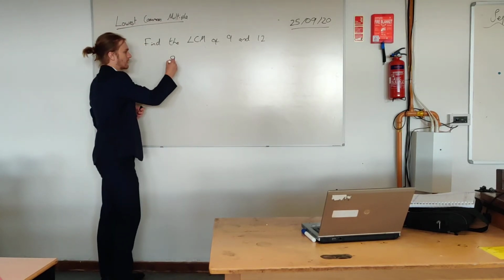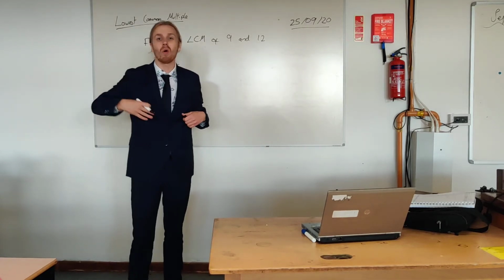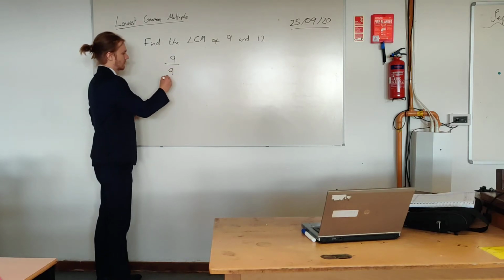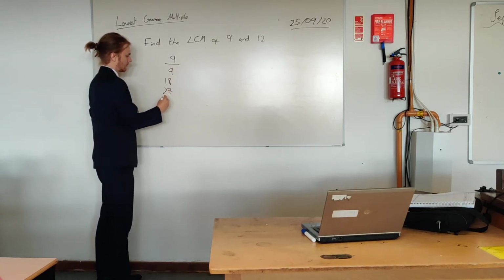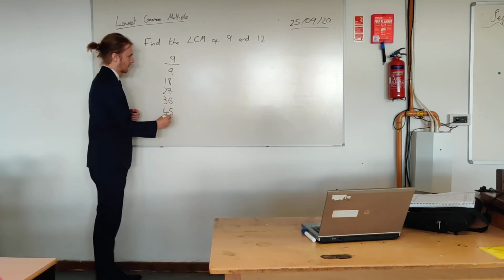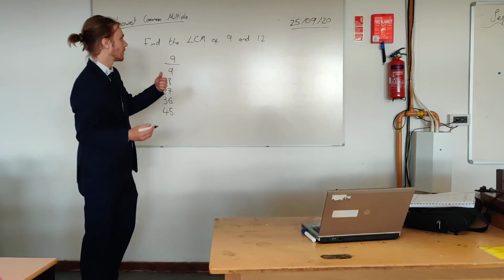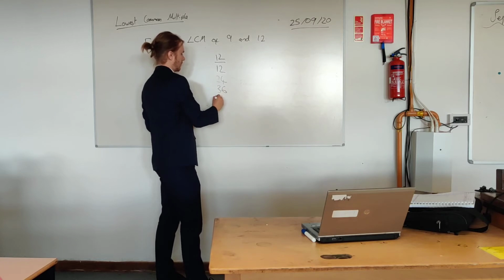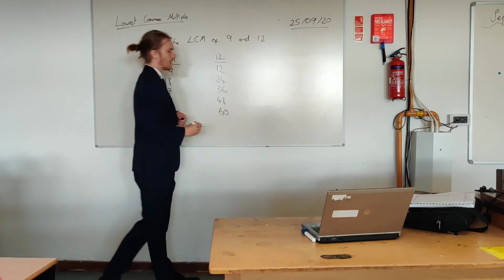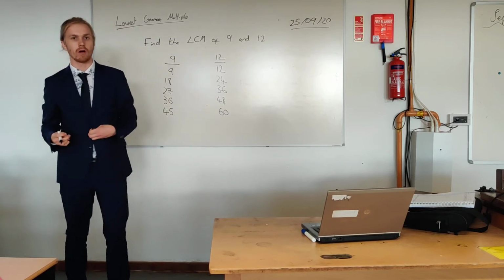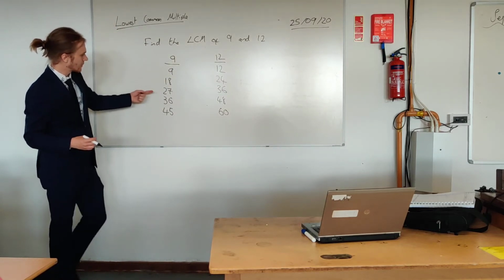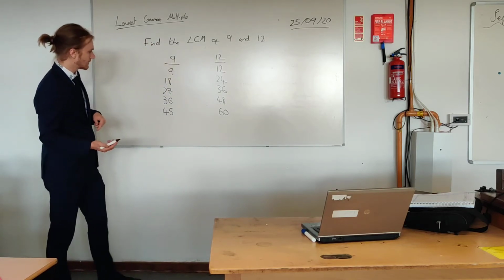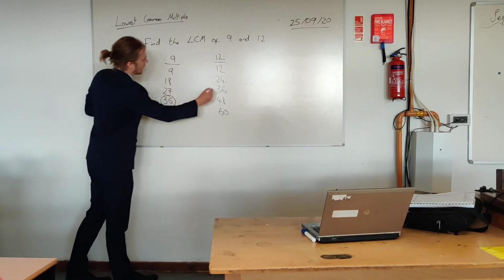So I'm going to start with 9. Now if I write out my multiples of 9, they go on forever, so I'm just going to start with the first few multiples of 9. And then I'm going to do my first few multiples of 12. And I need to look for multiples they've got in common. 9's got 9, 18, 27, 36, 45. 12 has got 12, 24, 36, 48, 60. So I can see they have 36 in common.